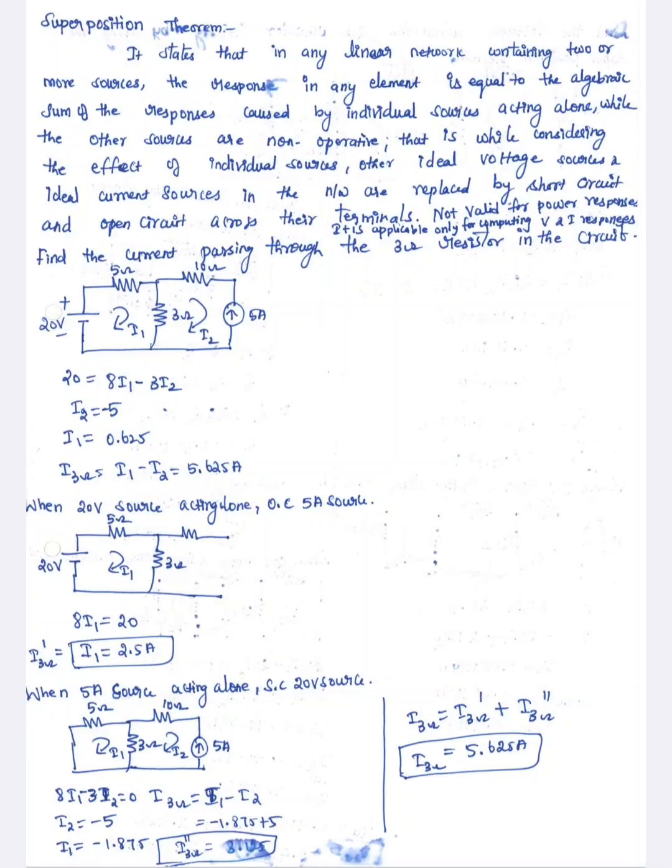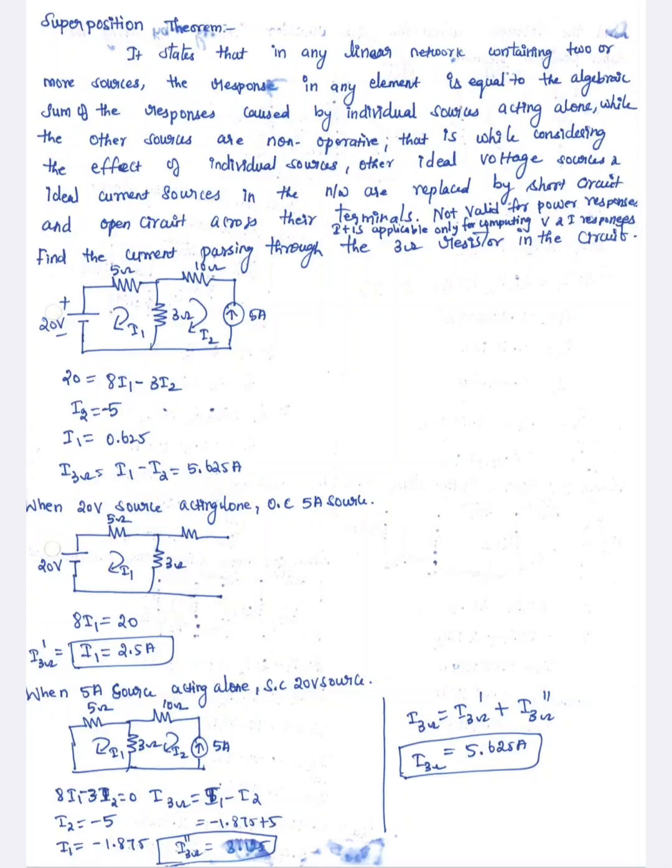So what is open circuiting? That is, you have to remove it and keep the terminals open. Now you can look at the circuit. When the 20 volts was acting alone, we open circuit the 5 amps current source. So this is the final circuit you will get.